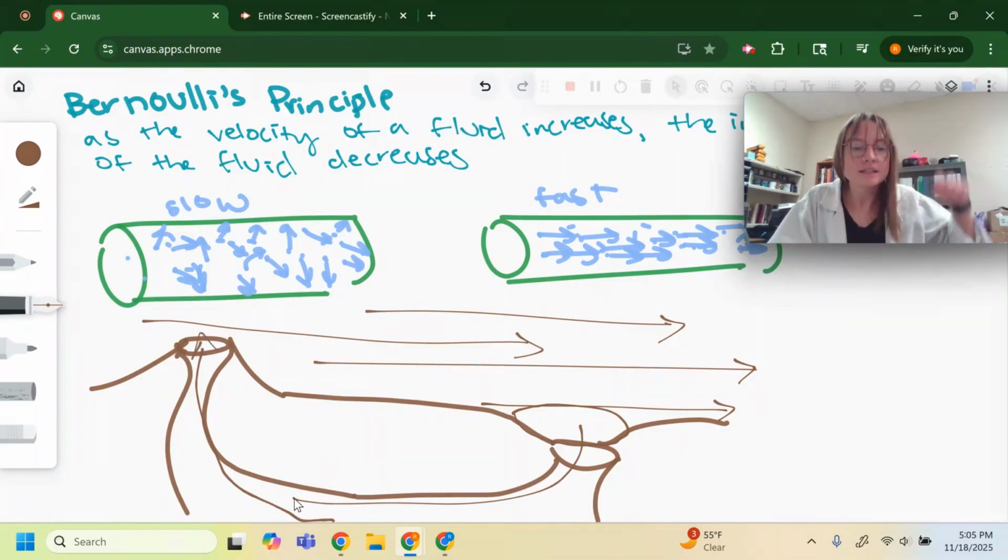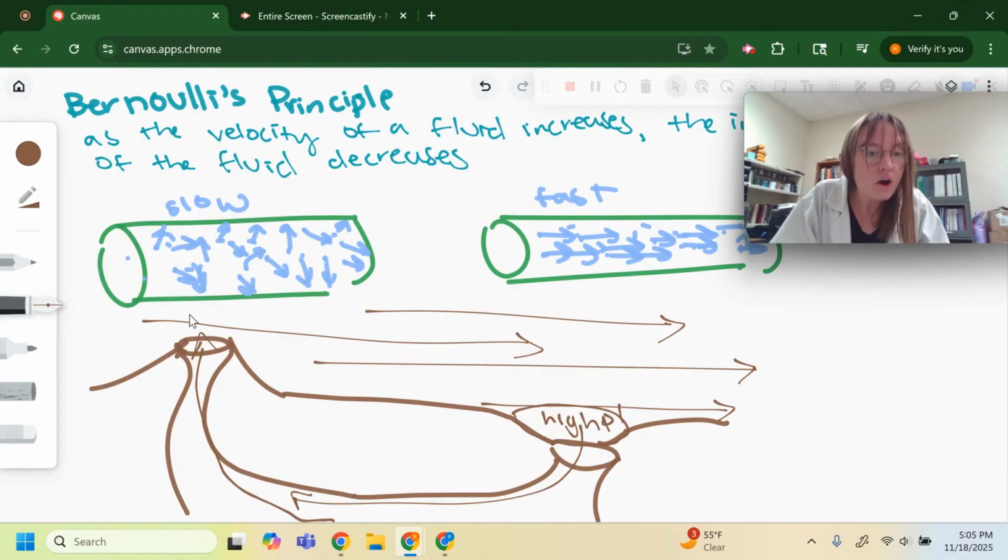So it will push the high pressure air over here, will push the air from here over to the low pressure air over here. And you'll get air circulation for all of the little prairie dogs.